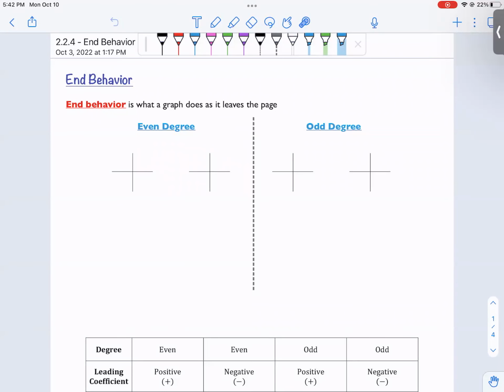End behavior. So the end behavior of a graph or a function is what the graph is doing as it leaves the page. And this is all determined by the leading term. The leading term determines what happens as a function goes towards negative infinity, as the x values go towards negative infinity, and as the x values go towards positive infinity. The leading term ends up dominating the entire function because it grows so much quicker than all the other terms. So when we look at end behavior, we're only looking at the leading term.